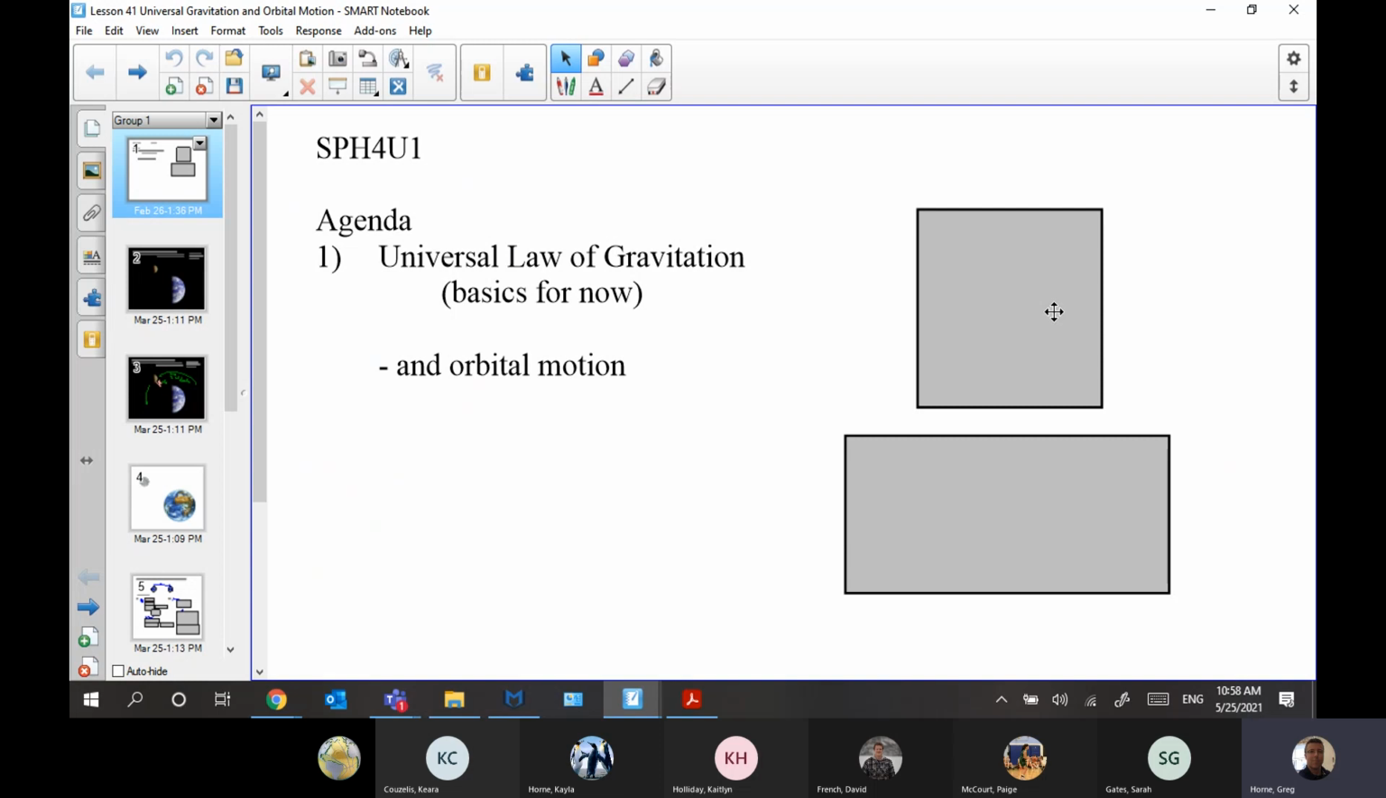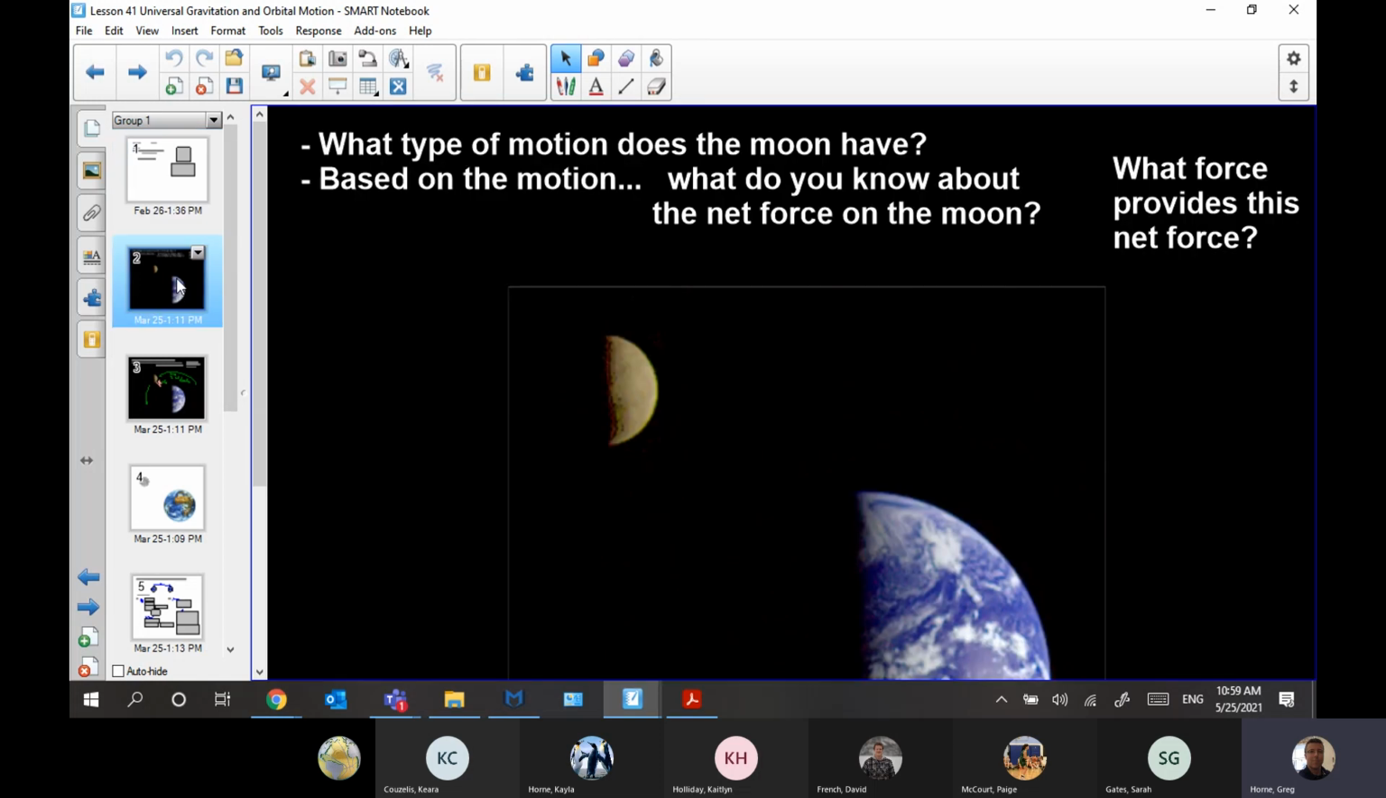All right. Okay, so universal law of gravitation, and then orbital motion. So basically what it gets us to, I said basics for now, but we've already done that, so I'm not reviewing it a ton, but basically we're going to review it and use it for orbital motion. So if you think of the moon, for example, what type of motion does the moon have? Clearly it's got uniform circular motion. It just keeps going round and round, right? So based on what you know about the moon and so on, what do you know about the net force on the moon?